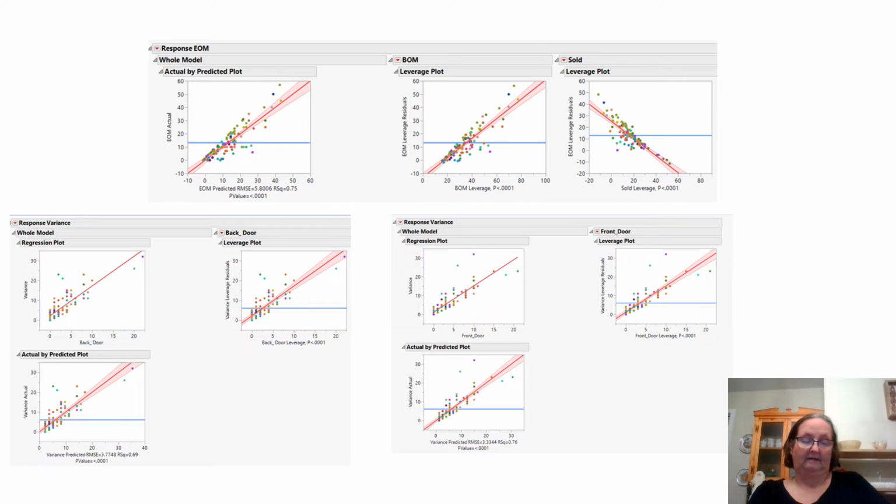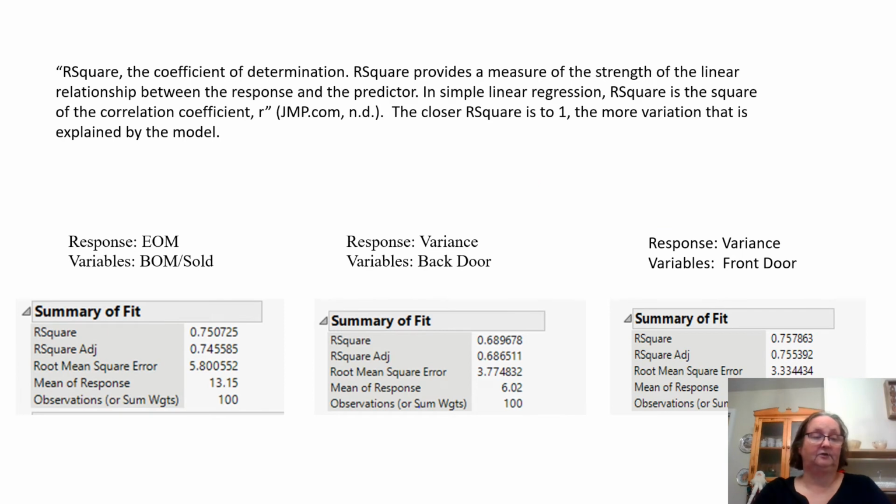Now look at predicting how much product is going out the back door and the front door without being purchased. It shows that the variables of variance and back door are linearly related, as are the front door and variance, and it shows the slope range if the data were to change. Another statistic to look at is R squared, the coefficient of determination. R squared provides a measure of the strength of the linear relation between the response and the predictor. In simple linear regression, R squared is the square of the correlation coefficient R.